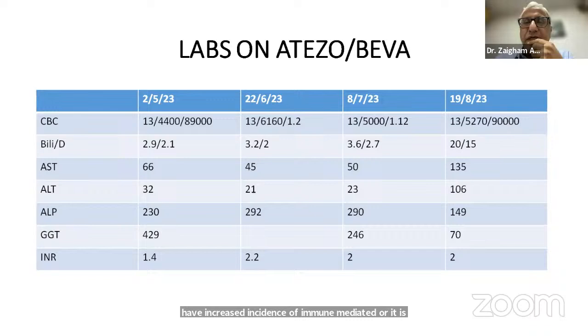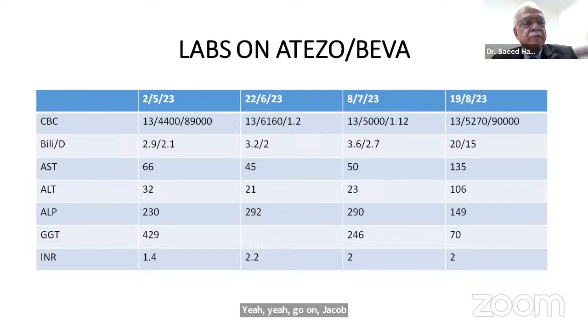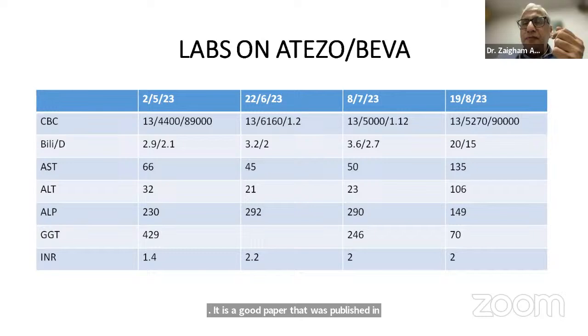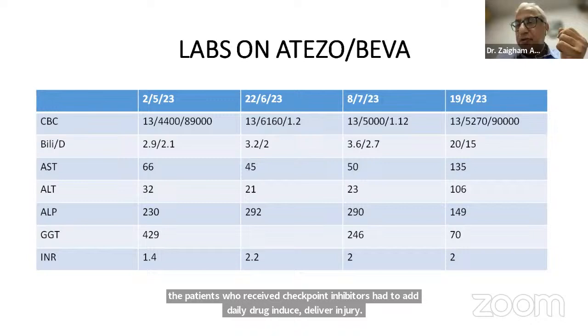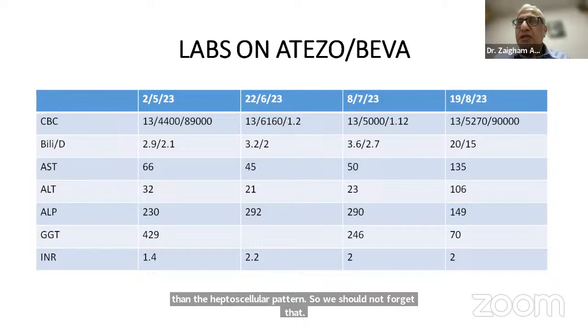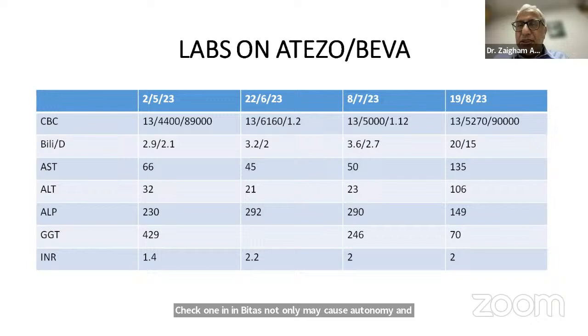Dr. Zegam here, may I say something? Yeah, go on, Zegam. Actually, there is a good paper that was published in the Journal of Hepatology in June. This is a multicenter cohort trial. In that trial, they showed about one-third of the patients who received checkpoint inhibitors had drug-induced liver injury. They had the intrahepatic cholestatic pattern rather than the hepatocellular pattern. So we should not forget that checkpoint inhibitors not only may cause an autoimmune hepatitis-like picture, but they may also present with a cholestatic picture as well. So this was my comment.